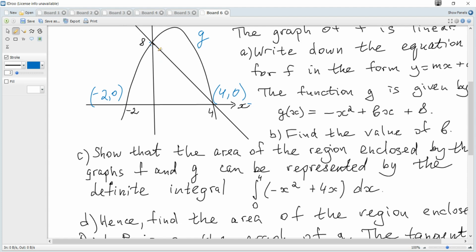In general, you can see this area can be found easily as just the area of a triangle. It's just half times base times height.